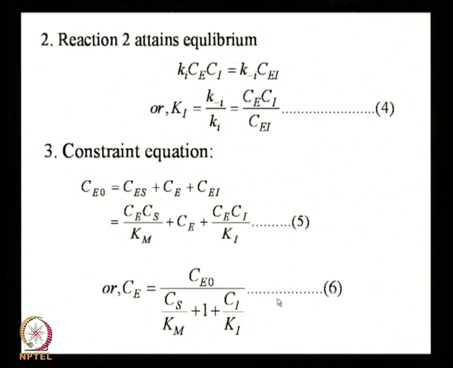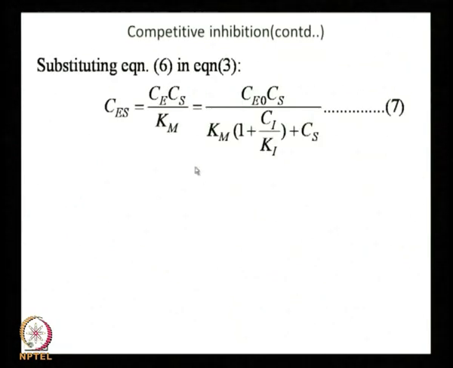Done. So CE is now expressed in terms of CE naught, CS and CI. Once I have done that, my CES equals CE times CS over Km. This is from the quasi steady state I got. Now I can replace my CE by CE naught and that function over here. So what I get is CE naught CS divided by Km into 1 plus CI over Ki plus CS.